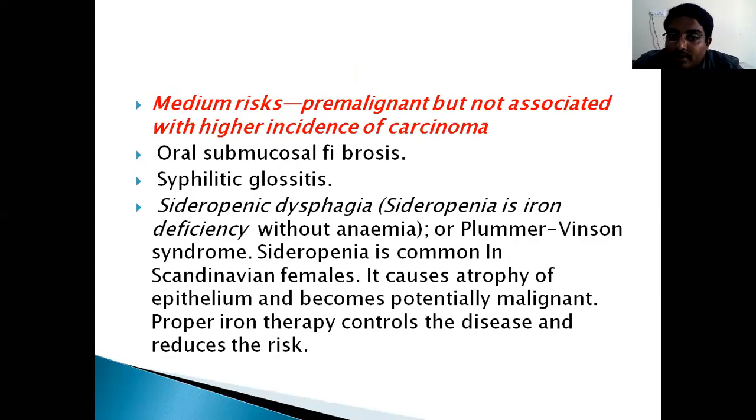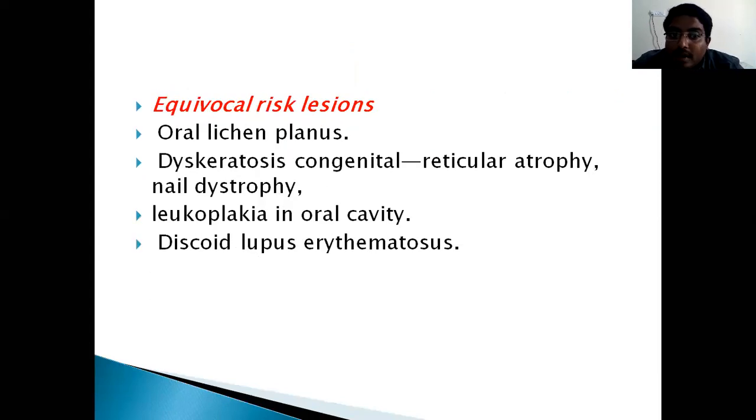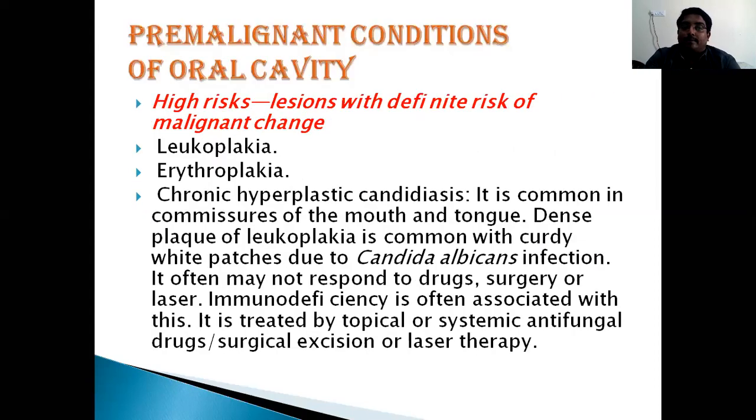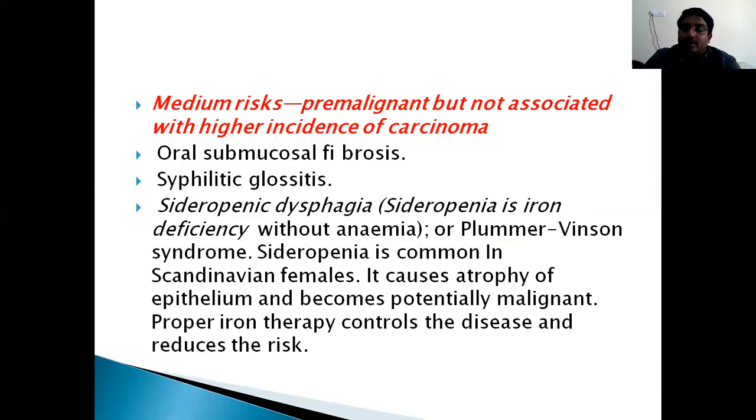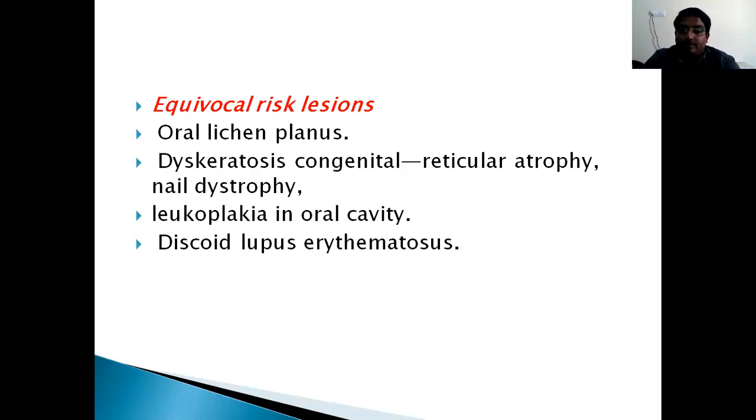And what are the medium risks? Oral submucosal fibrosis, syphilitic glossitis, and sideropenic dysphagia. And equivocal: oral lichen planus, leukoplakia in the oral cavity, discoid lupus erythematosus, dyskeratosis congenita, reticular atrophy, and Niles dystrophy. These are the equivocal. High risk, medium risk, and equivocal.